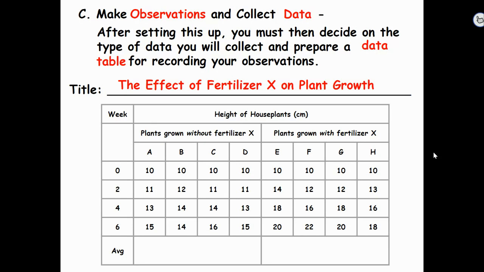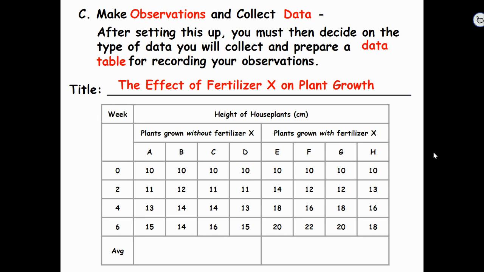All right, and you can see the data table. Okay, we've got height of houseplants in centimeters. On the left side, we've got A, B, C, and D, 4 containers. These are the plants that were grown without fertilizer X. That's our control group. Those are our 4 control plants, A, B, C, and D. On the right, those are our plants grown with fertilizer X. Those are our experimental group, E, F, G, and H.